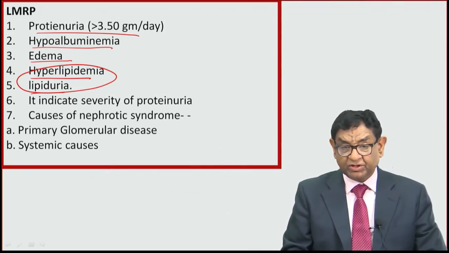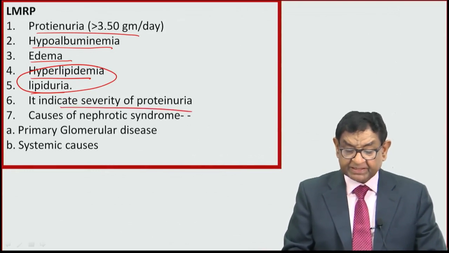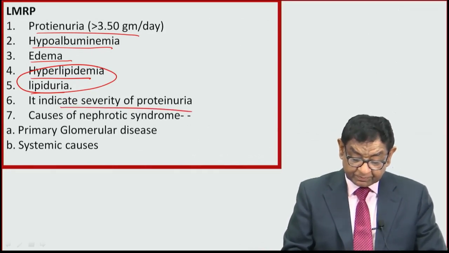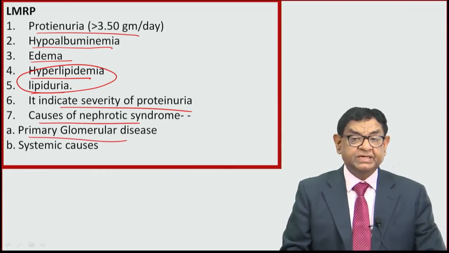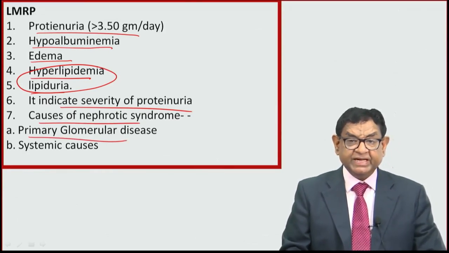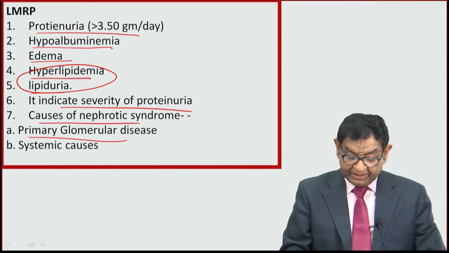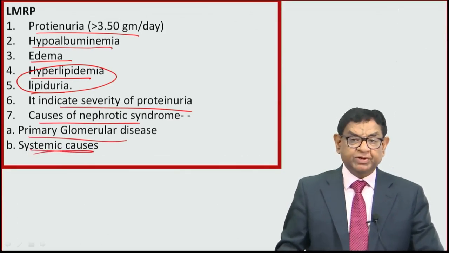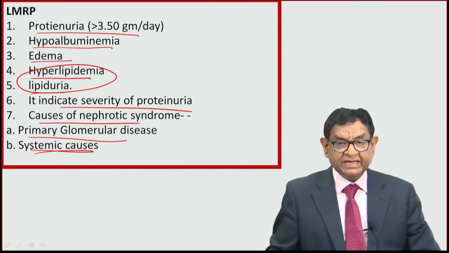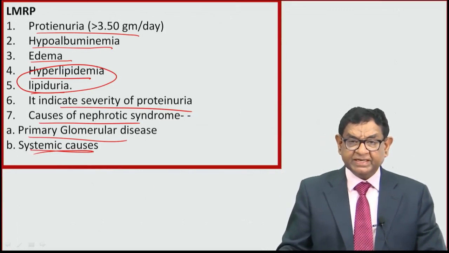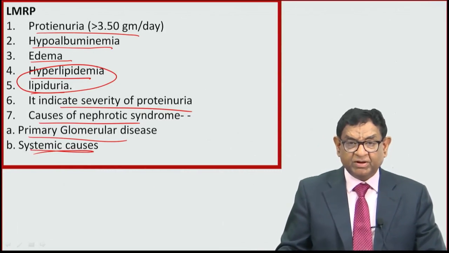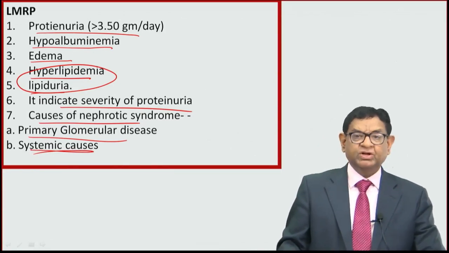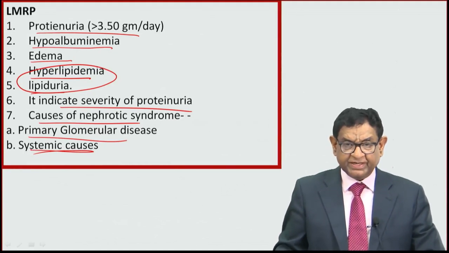Nephrotic syndrome is not a single disease, it simply indicates severity of proteinuria. It can be caused by primary glomerular diseases like minimal change, membranous, FSGS and MPGN, and many systemic causes including diseases like diabetes, SLE, amyloidosis, certain cancers, certain drugs, or some allergic phenomena, maybe some infective condition. All these can lead to nephrotic syndrome.